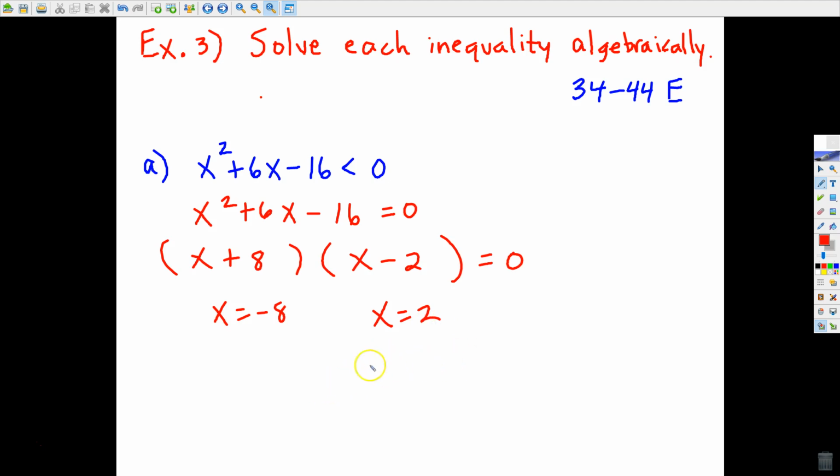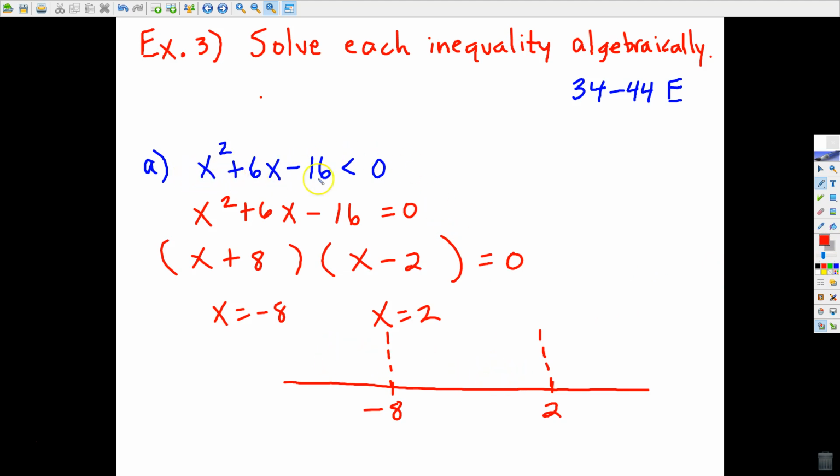We're going to make a number line, and on this number line, I'm going to place these two numbers as they would appear. Negative 8 would be obviously to the left of positive 2. So solving algebraically looks like this. I'm just going to use dotted lines to break this number line up into 3 sections. You are going to choose a number, one number out of each of these 3 sections to test.